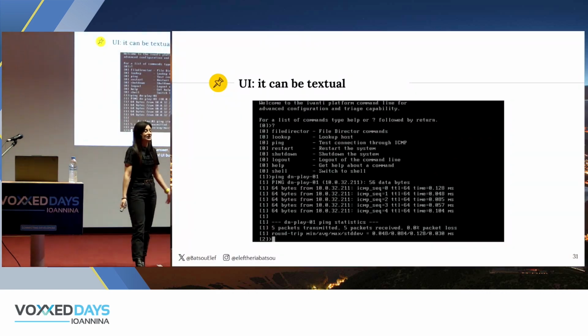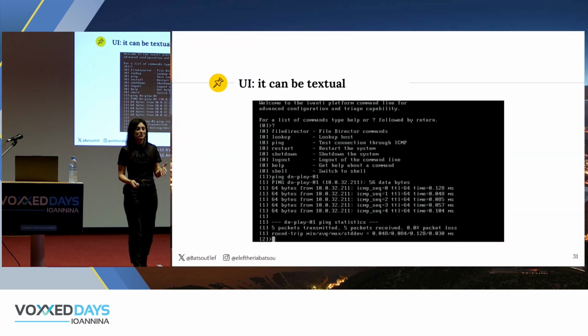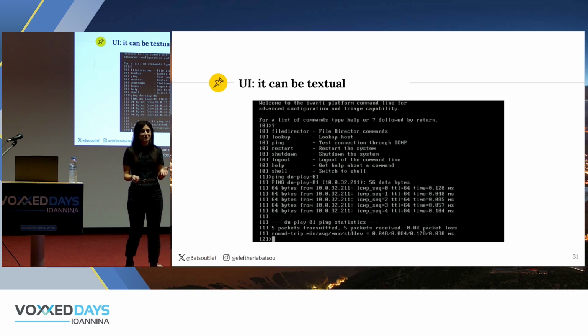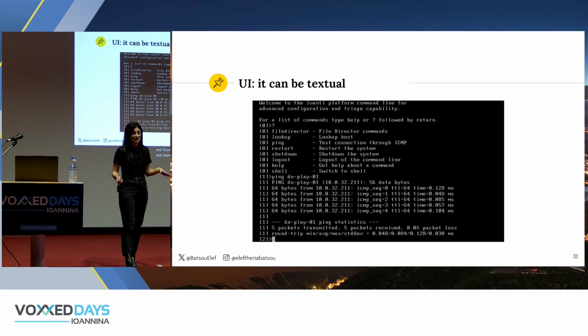And it's not only that, it can also be textual. This is probably something that all of you have used. This time we are not focusing on colors, we are not focusing on typography, we're not focusing on buttons. There are not even buttons, there are not images, there is nothing of that. It's only text. But this is UI too.